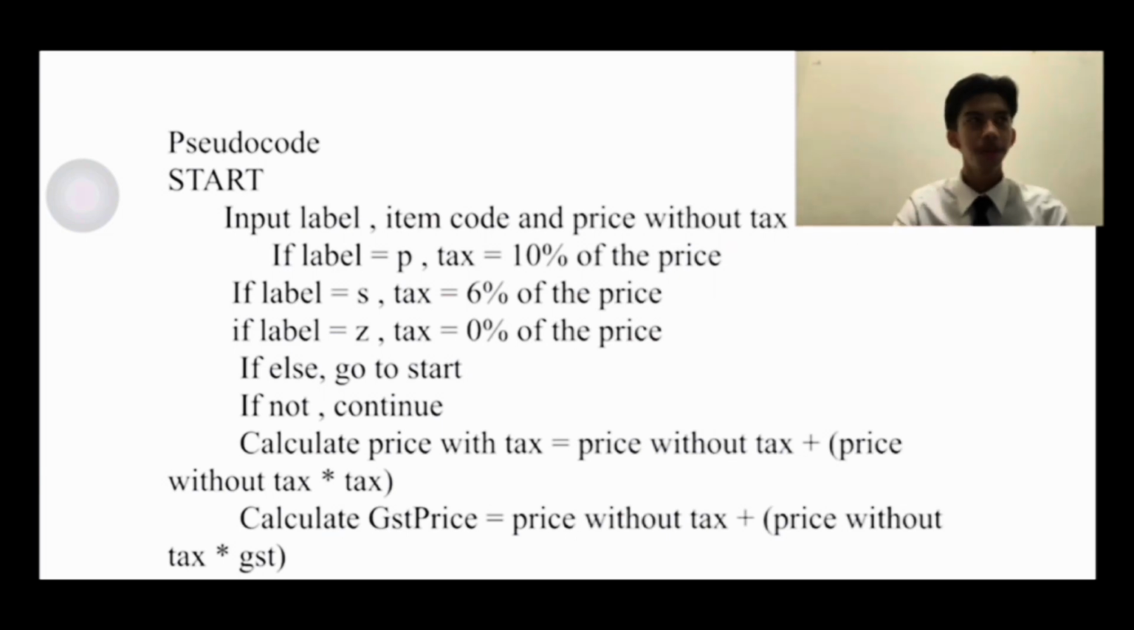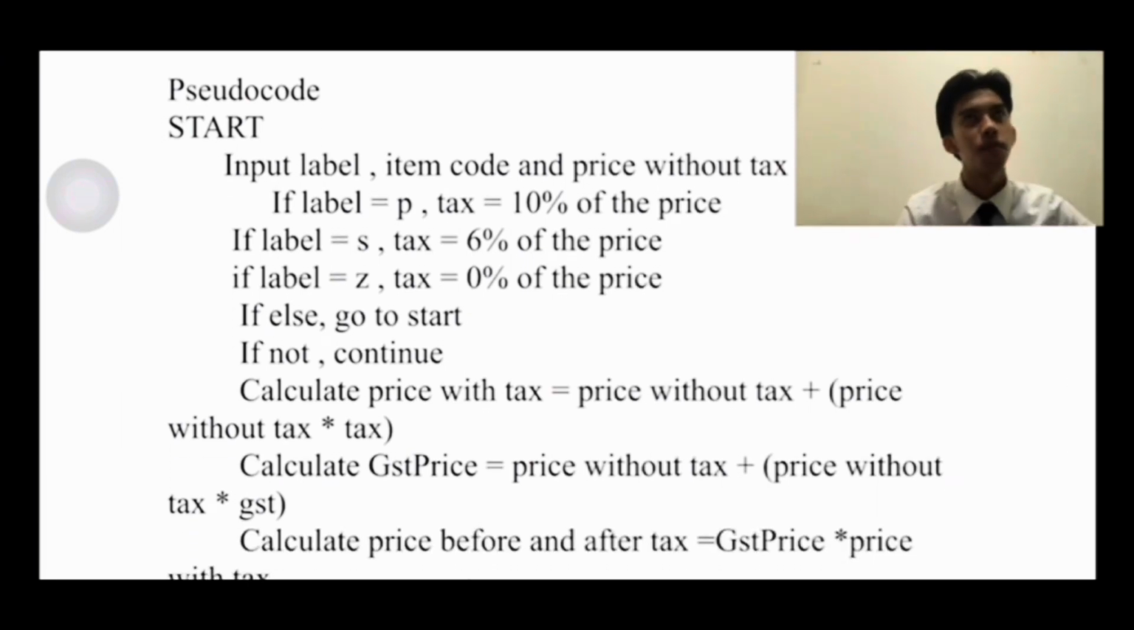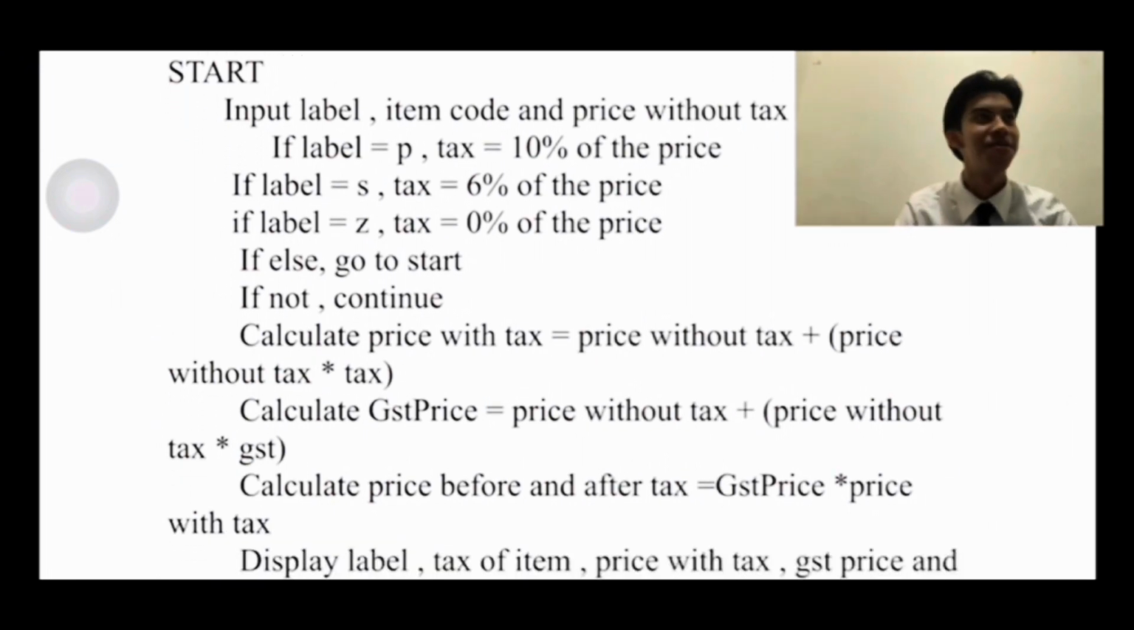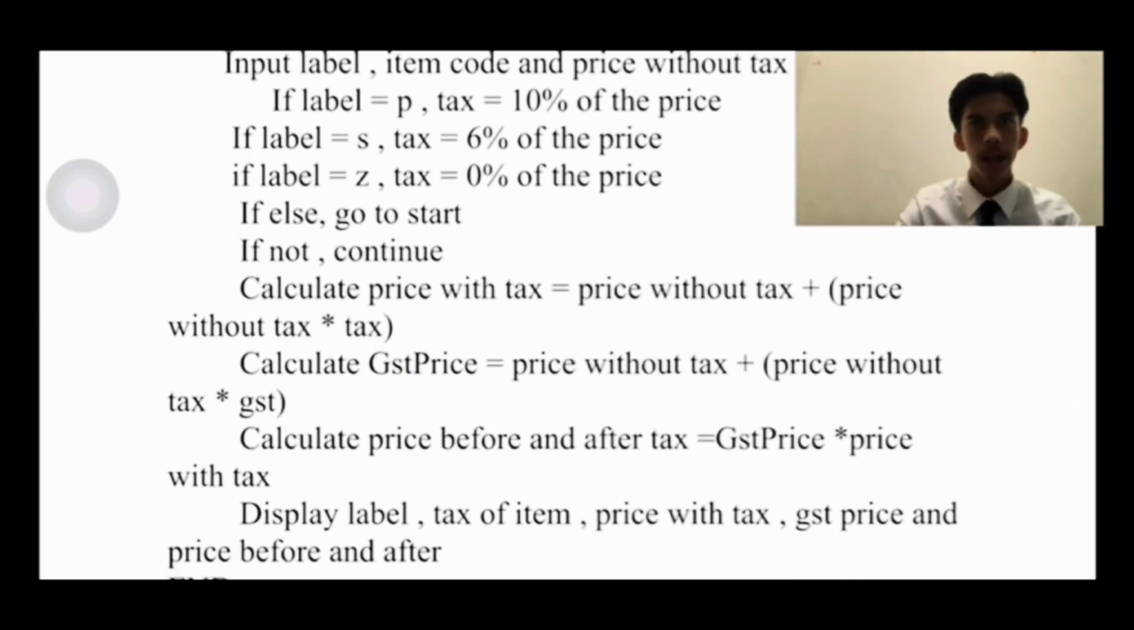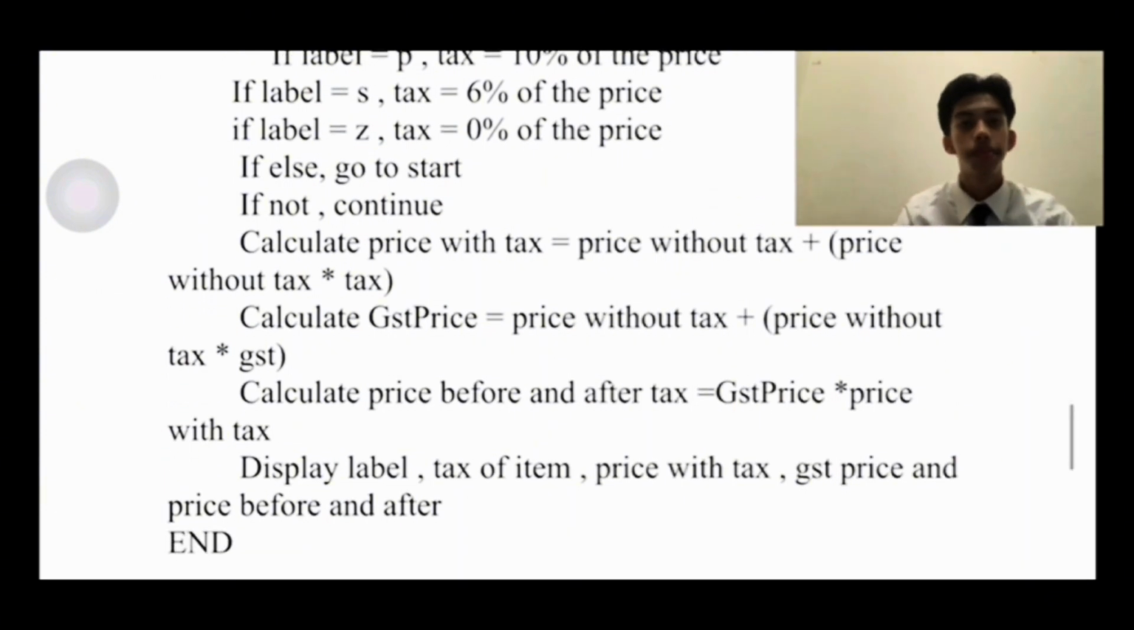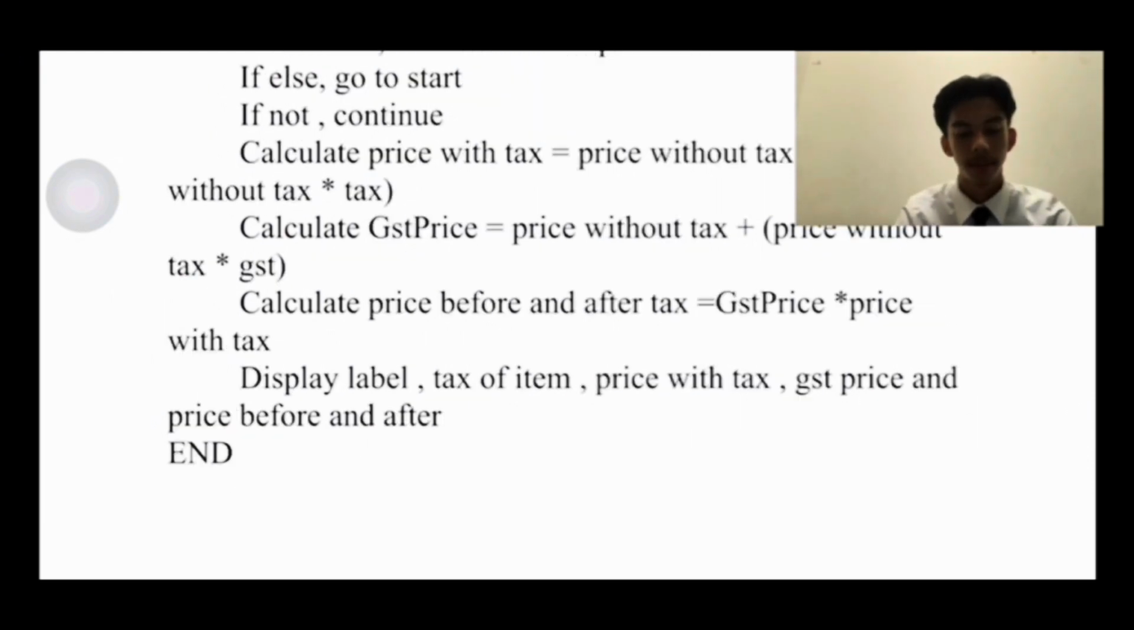If not, continue. Calculate price with tax equal price without tax plus price without tax multiply with tax. And then to calculate GST price equal price without tax, you have to plus with price without tax multiply with GST, which is 0.06. And then to calculate price before and after tax equal GST price multiply with price with tax. And then for the output, display label, tax of item, price with tax, GST price, and price before and after. And then end.